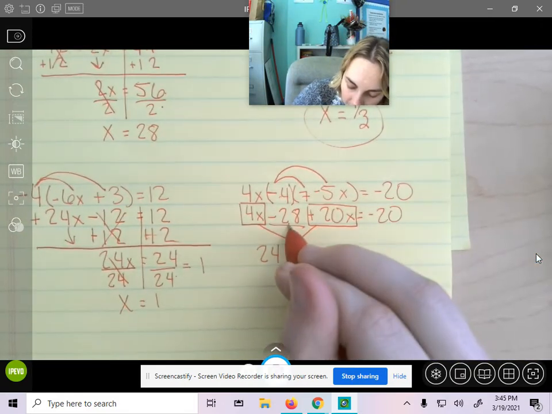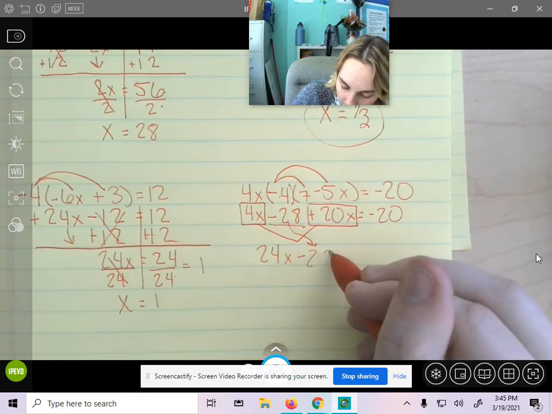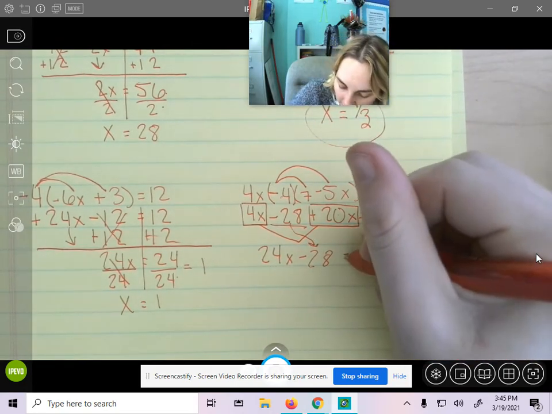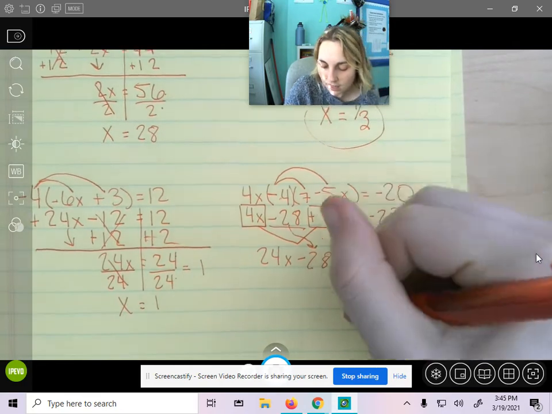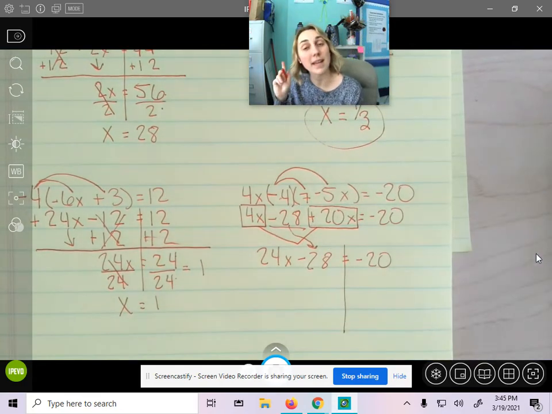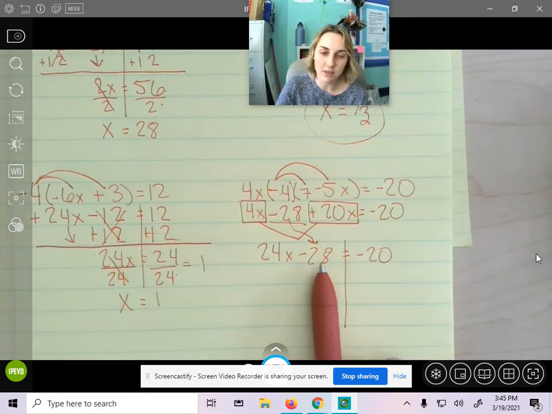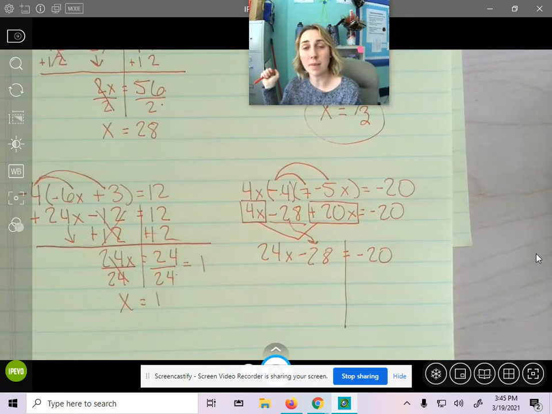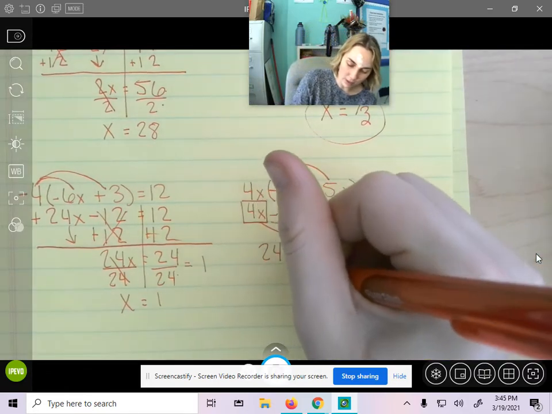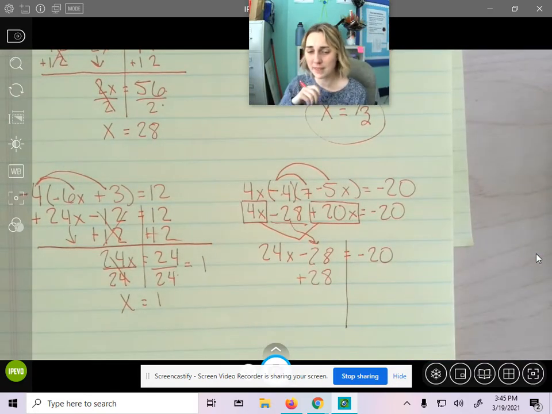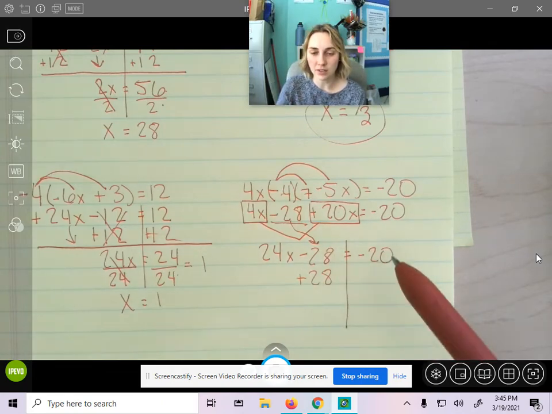I'll bring down this negative 28, and then I'm going to bring down that is equal to negative 20. And now I can solve my two-step equation by getting rid of the constant first. So to get rid of the constant, which is this right here, I need to do the opposite of minus 28. The opposite of minusing something by 28 is to add it by 28. And if I do that on one side, I have to do it on the other side as well.